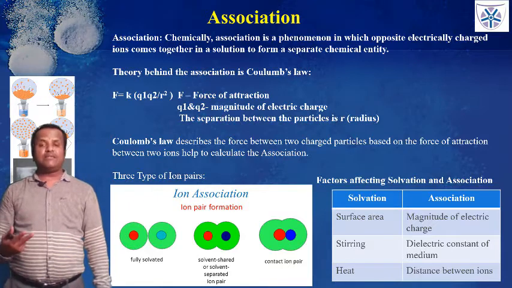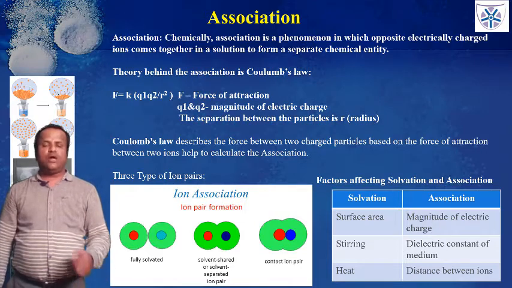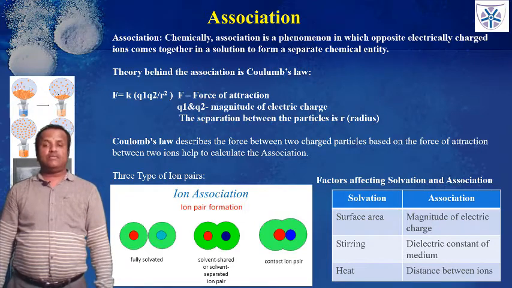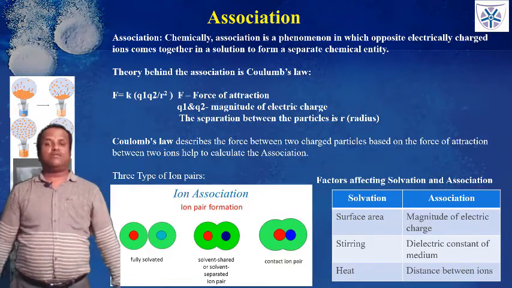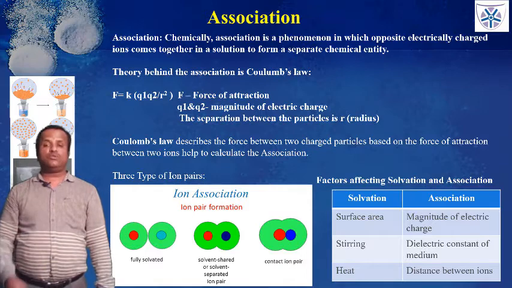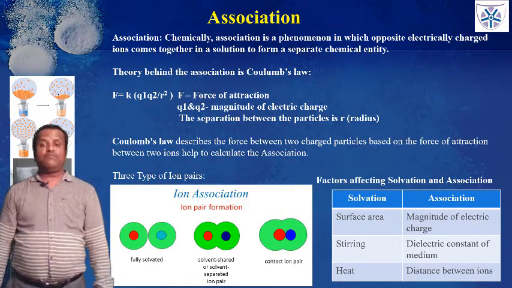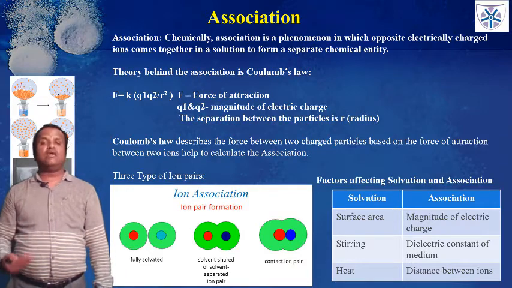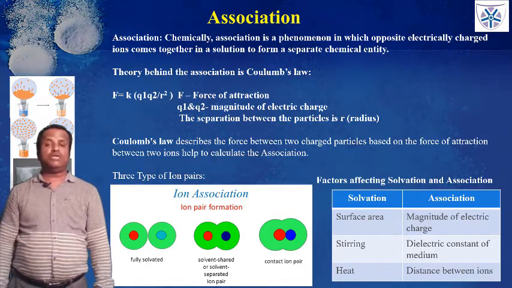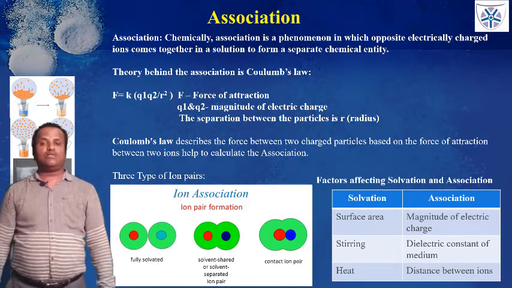So what are the factors affecting solvation and association? Solvation is affected by surface area, stirring, and heating. Association is affected by the magnitude of electric charge, the dielectric constant of the medium, and the distance between ions. If you increase or decrease these, the association will be affected. These are the topics about association.